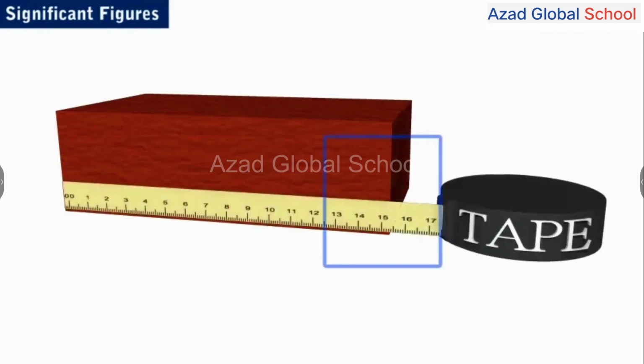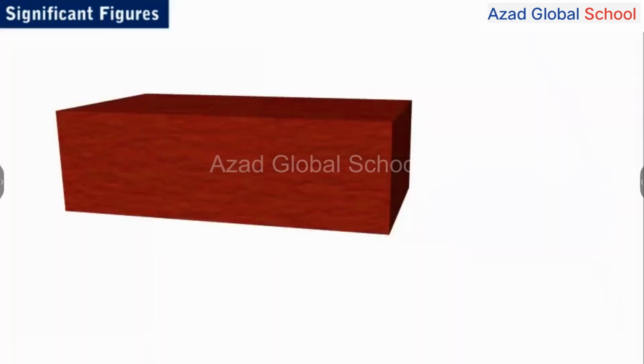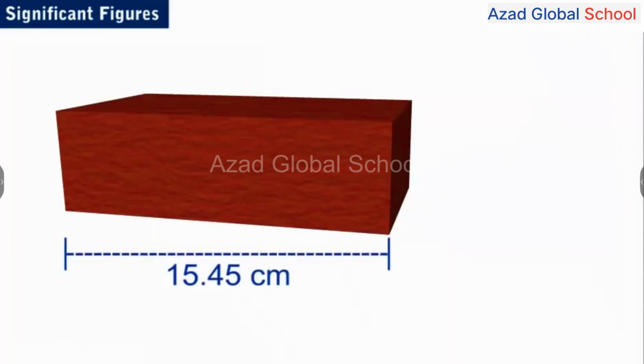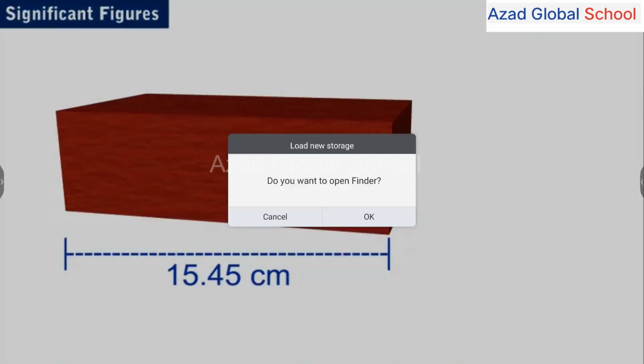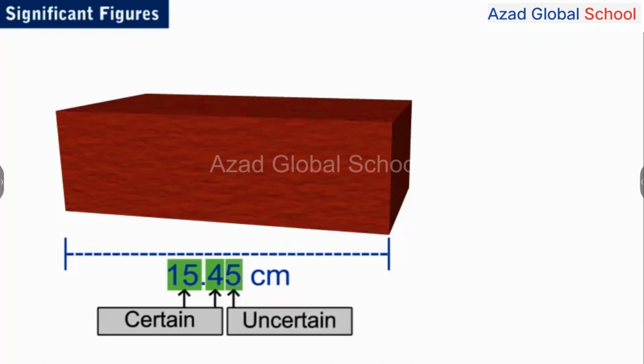Observe that the length is between 15.4 centimeters and 15.5 centimeters. Since we are not sure, we can say that the length is approximately 15.45 centimeters. In this measurement, 1 and 5 in the whole part and 4 in the decimal part are certain, while the 5 in the decimal part is uncertain. This 5 is uncertain because this is an approximate value.